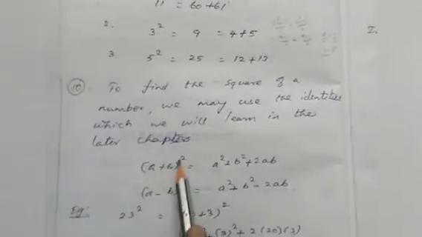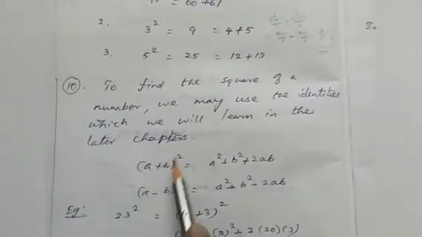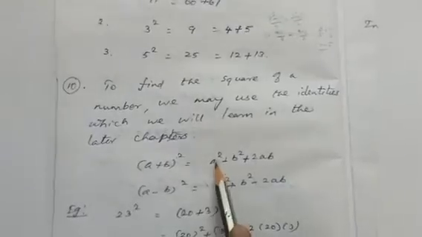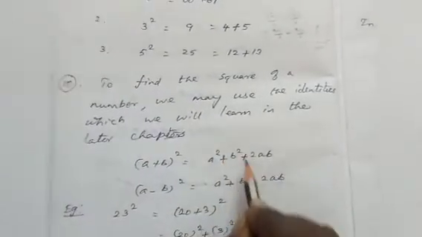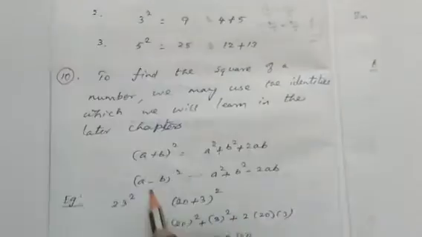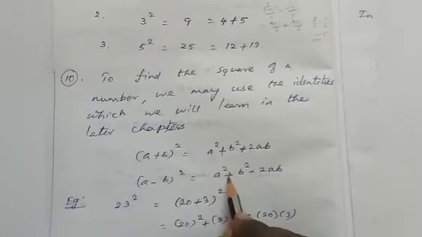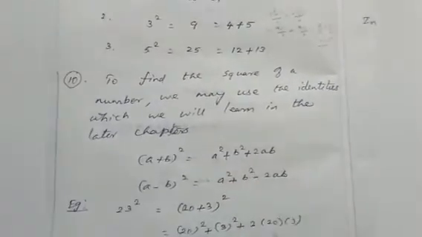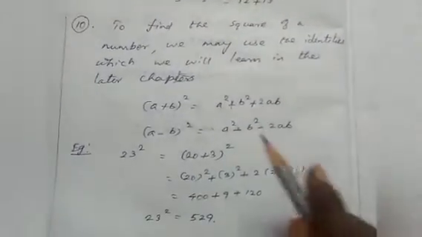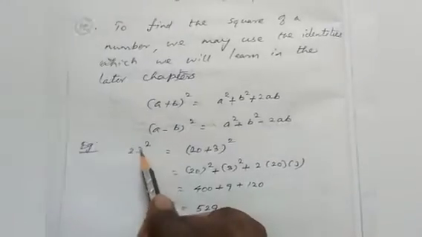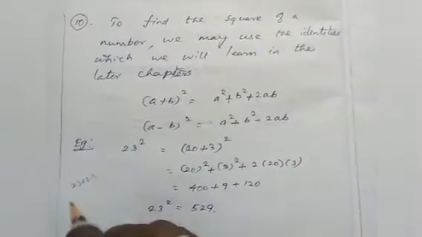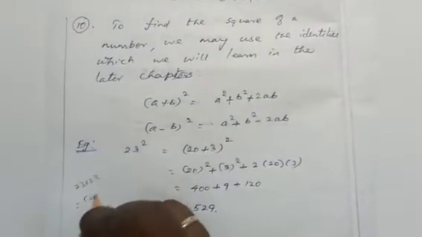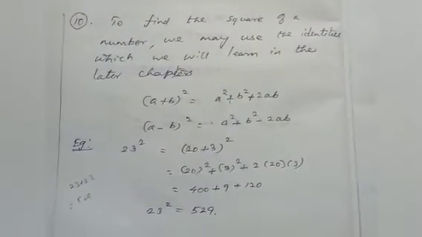So (a plus b) the whole square is equal to a squared plus b squared plus 2ab. Then (a minus b) the whole square is equal to a squared plus b squared minus 2ab. These are the two identities. For example, 23 squared. We know 23 squared, write directly 23 into 23 is 529.